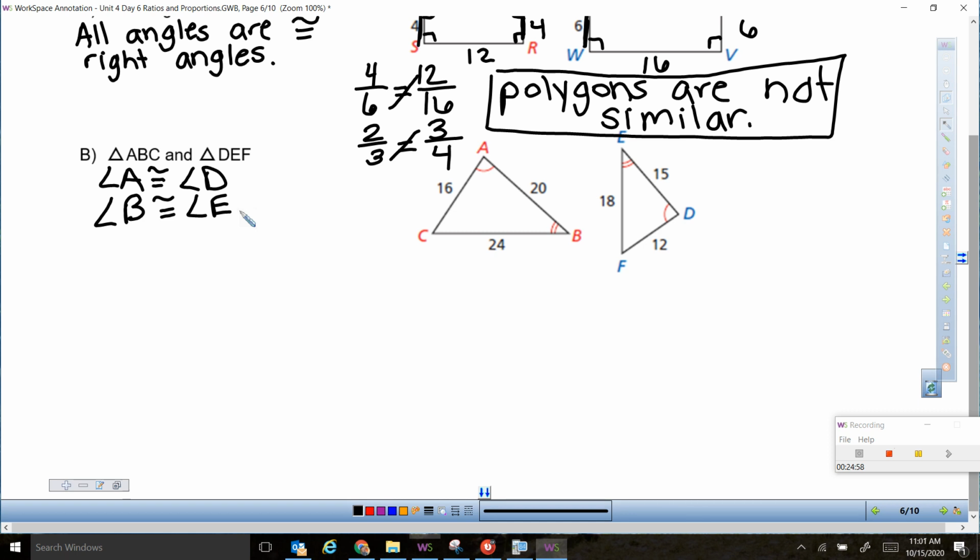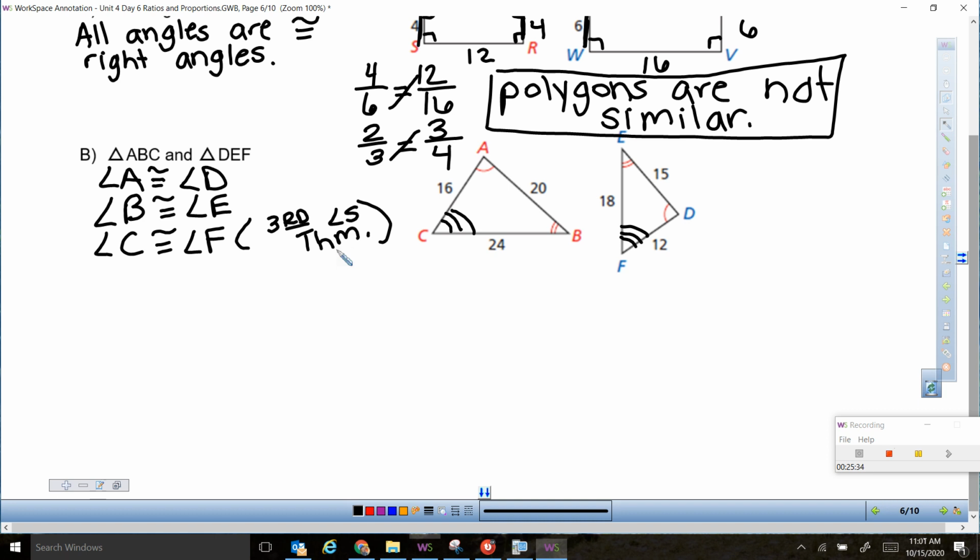And remember that theorem, the third angle theorem? If I have two sides or two angles that are congruent, what do I know about the third angle? The third angle is also congruent. So angle C gets 3 arc marks, and angle F also gets 3 arc marks. And we can say that angle C is congruent to angle F. And you can make a little note called the third angle theorem. So if you have two pairs of angles in a triangle that are congruent, the third pair is also congruent automatically. Okay, so far it's looking similar because we have 3 angles that are congruent.